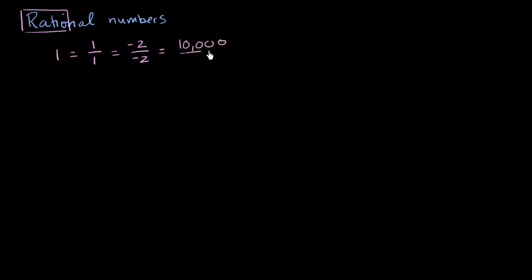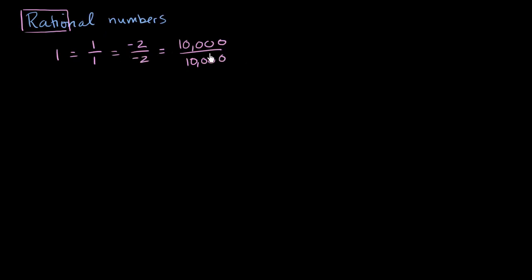So let's talk a little bit about rational numbers. The simple way to think about it is any number that can be represented as the ratio of two integers is a rational number. So, for example, any integer is a rational number. 1 can be represented as 1 over 1, or as negative 2 over negative 2, or as 10,000 over 10,000. In all of these cases, these are all different representations of the number 1, ratio of two integers.